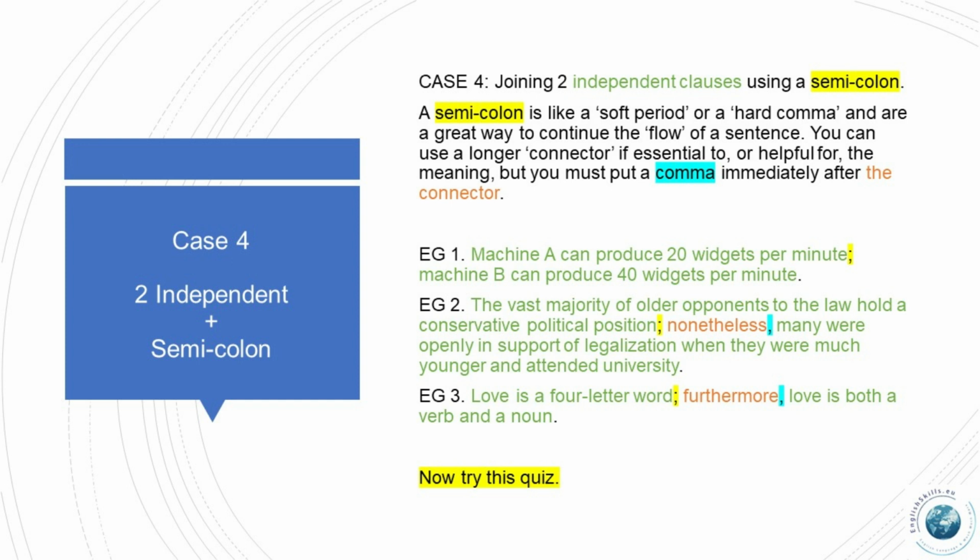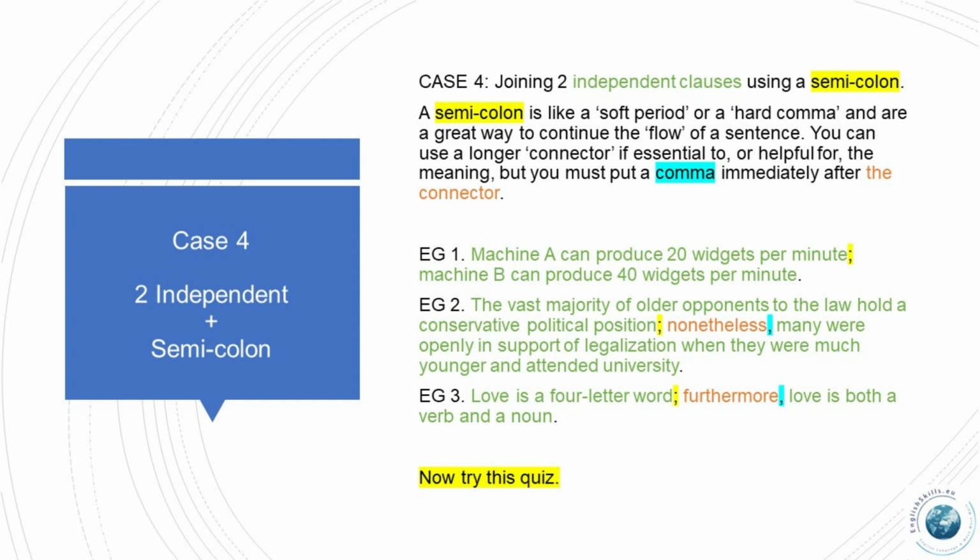example 1. Machine A has produced 20 widgets per minute, semicolon. No conjunction, no need to use a connector either. Machine B can produce 40 widgets per minute. Notice that we have two independent ideas. It's essential that they are independent. They can stand by themselves. Sometimes just put a semicolon there, job done.